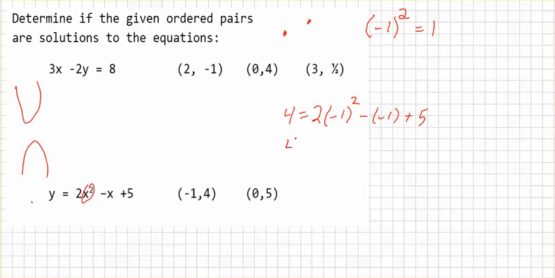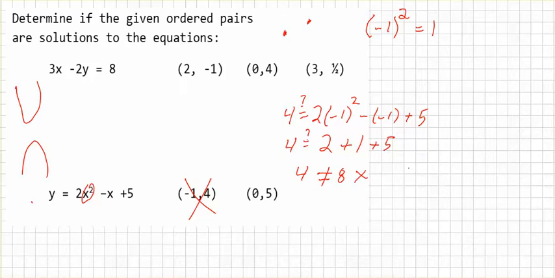So this will equal 4, and again, we want to see whether or not that equals, this will be 2 times 1, which is 2. A minus 1 times a minus 1 is 1 plus 5. So on the right-hand side, it's 4. 2 plus 1 is 3, plus 5 is 8. So that does not fit the equation.